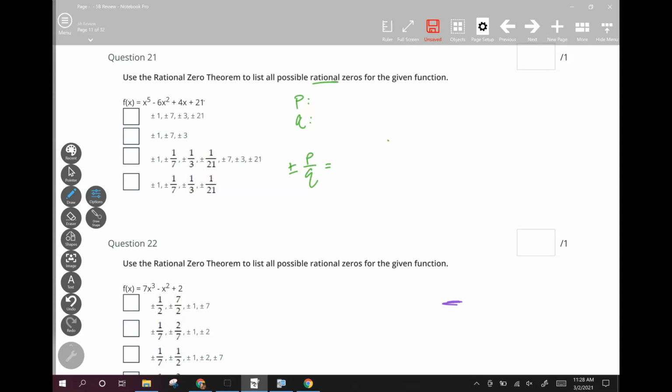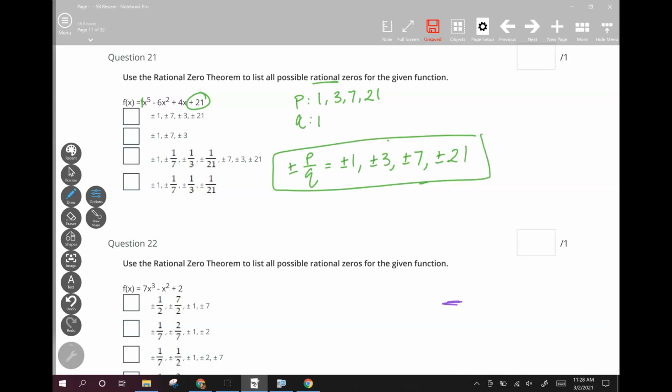Your p's are your factors of your constant term, in this case 21. So factors of 21 are 1, 3, 7, and 21. And then your q's are your factors of your leading coefficient, 1. So we've got plus or minus, and now we want to do all the combinations of p divided by q. In this case, it's pretty simple because we just have a 1 to divide by. So that's going to be plus or minus 1, plus or minus 3, plus or minus 7, plus or minus 21. Those are your potential zeros of the function.